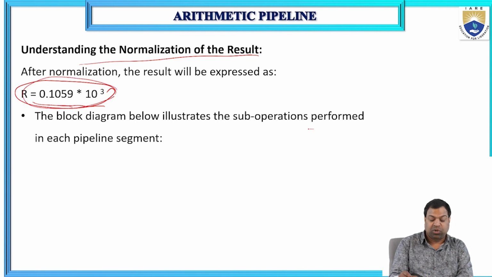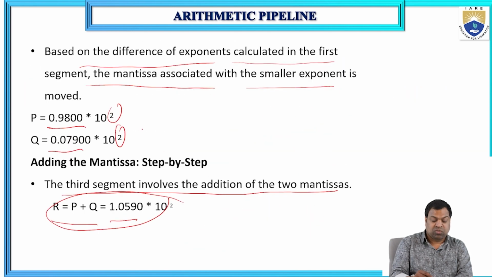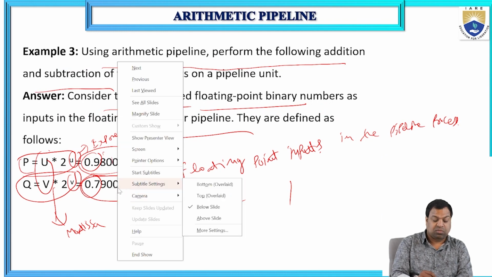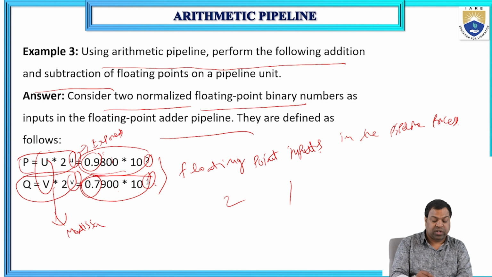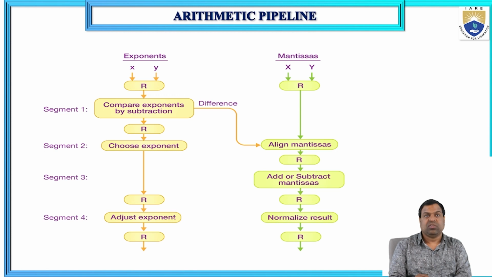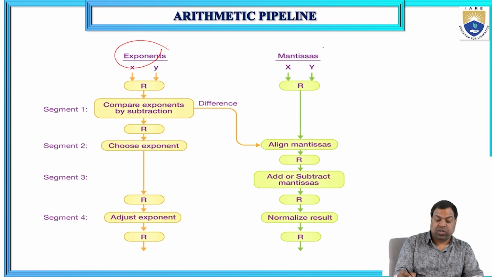So it is a block diagram below for the sub operations. So how many sub operations did you perform? First, we have to balance the exponents. We have to balance the mantissas. After that, addition. After that, again normalizing the result. So we need three segments. So it is a block diagram of segments. How many do we need? It is for exponent and it is for mantissa. Two exponents are there and two mantissas are there.